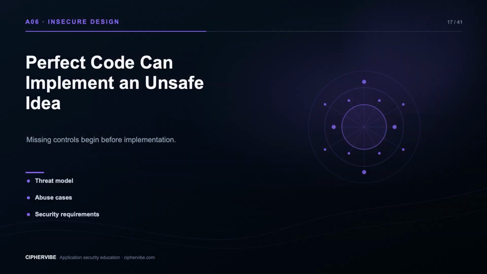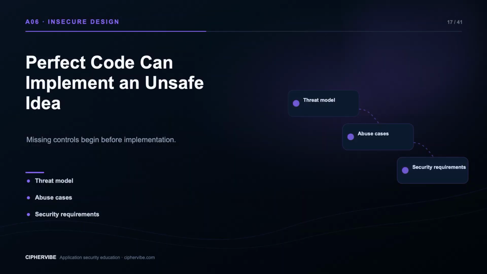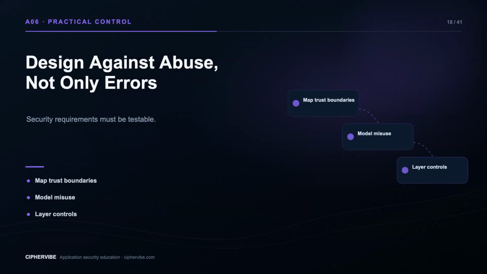Insecure design means the architecture or business logic lacks necessary controls. A flawless implementation can still be insecure if a password reset trusts weak evidence, a transfer has no limit, or a tenant boundary is missing. Threat model important systems before coding.